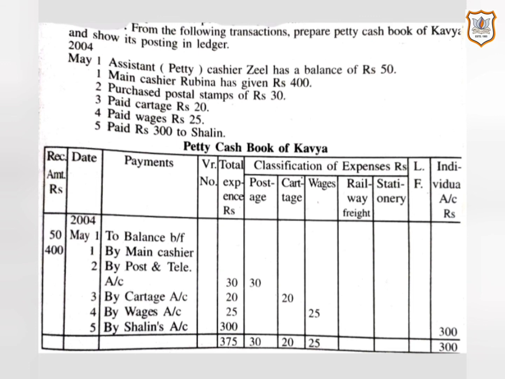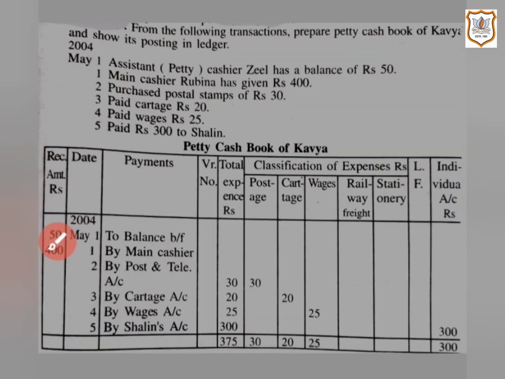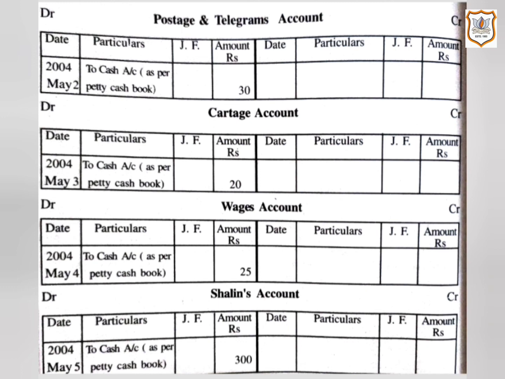Now as you can see here, there is total 30 rupees in postage column, then total amount of cartage is 20, then total amount in wages column is 25, and 300 is in individual account. So here we will post total amount of various expenses in their respective account. So let us see. As all these are expenses, that means postage and telegram, this is also an expense. Carriage and cartage is also an expense. Wages is also an expense.